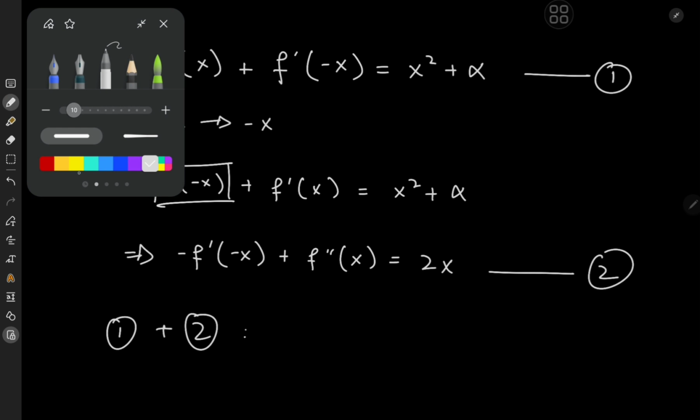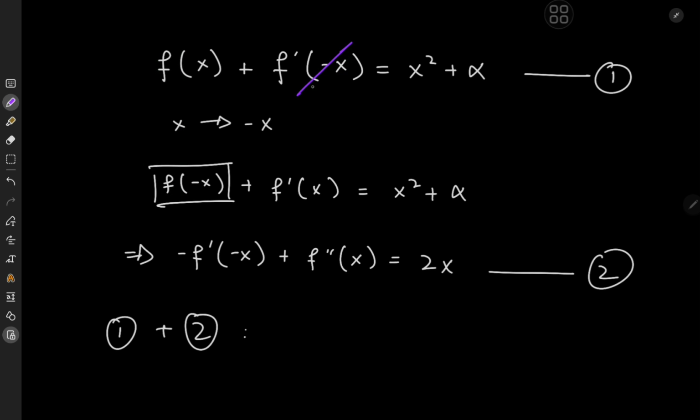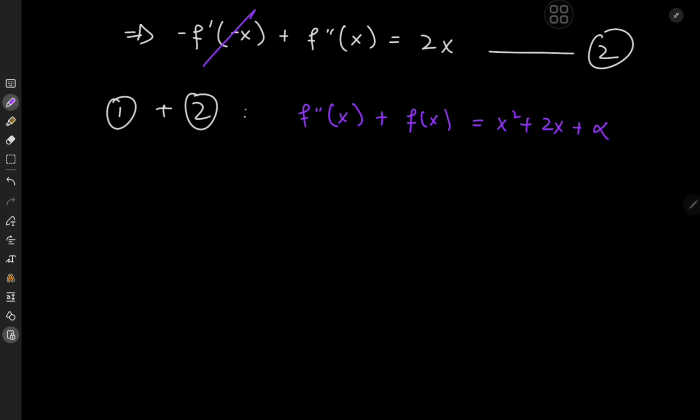canceling out. Let me describe that using a different color. So I have some cancellation taking place here. And now what we have is f double prime of x plus f of x equal to x squared plus 2x plus alpha. And this is good because this is something we're quite familiar with. We have a non-homogeneous linear second-order differential equation.